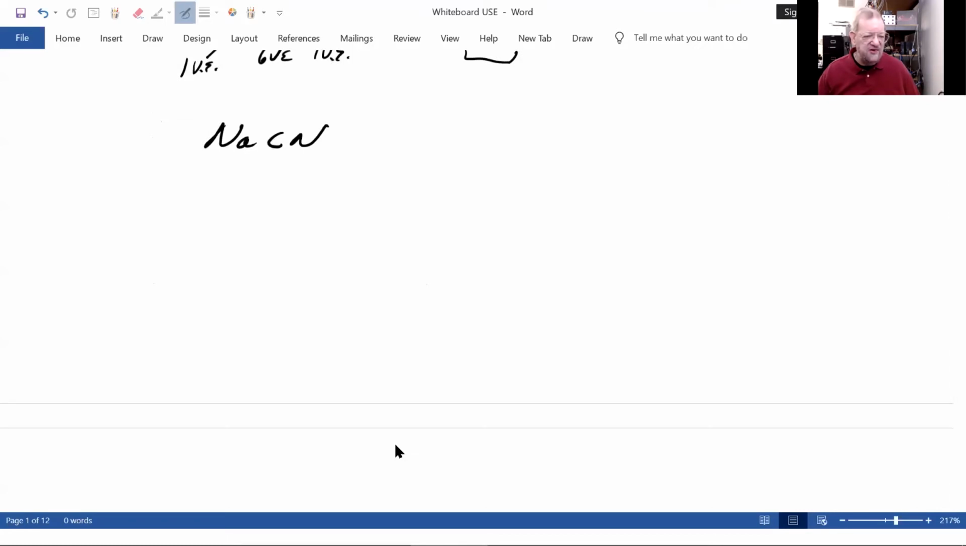And now it's your turn. Sodium has 1 valence electron, carbon has 4 valence electrons, and nitrogen has 5 valence electrons. Carbon's going to be in the center, sort of.